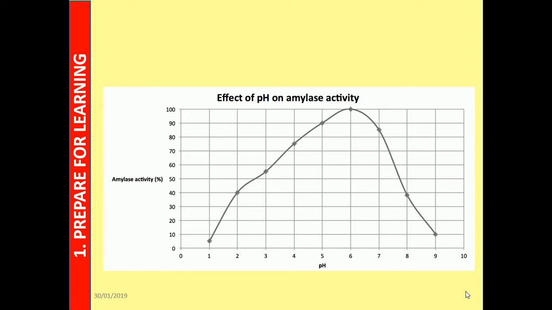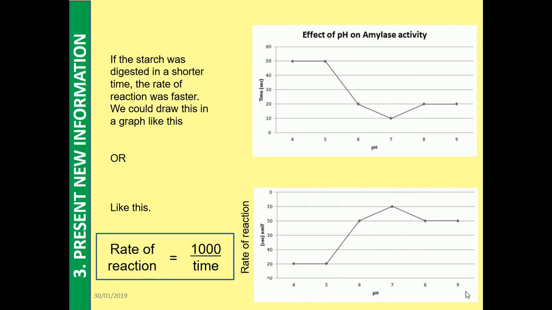So the optimum pH is 6. For this experiment, we did the same as the temperature experiment. We had the spotting tiles with iodine in, and we added a fixed known volume of starch. We added to that a fixed known volume of amylase, and we had different pHs of amylase. We added a buffer solution to each of the amylase samples to create different pHs.